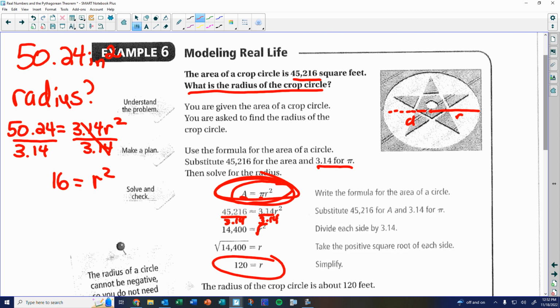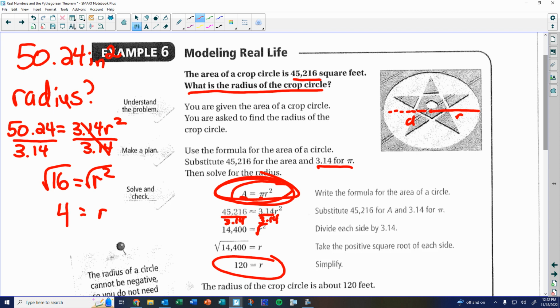16. Okay? So now, how do I get r squared to r? I got to do something to both sides. Annabelle. Square root both sides, right? Because the square root of r squared is r. So r times r is r squared. And the square root of 16 is 4. Plus or minus 4, right?